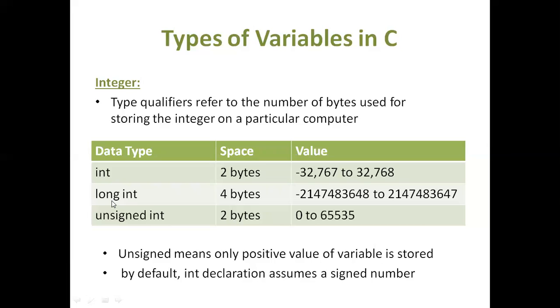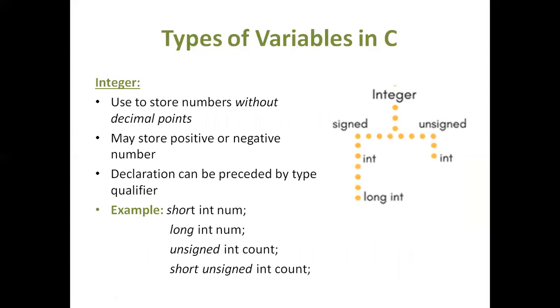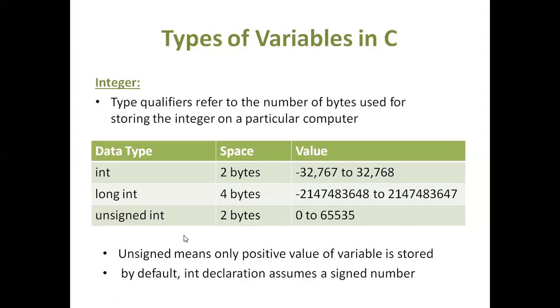If you have written long int, then it will reserve 4 bytes. Here we have written long int num, where num is the name of the variable, int is the data type, and long is the type qualifier. 4 bytes will be reserved, and the minimum value which you can store will be -2147483648, and the maximum will be 2147483647.